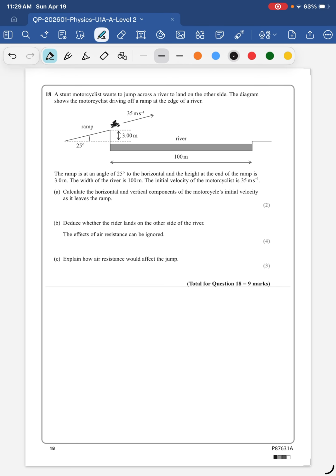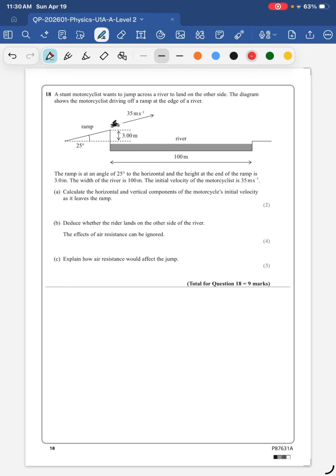Okay, a stunt motorcyclist wants to jump across a river to land on the other side. The diagram shows the motorcyclist driving off a ramp at the edge of a river. So the ramp is at an angle of 25 degrees to the horizontal, and the height of the end of the ramp is 3 meters. The width of the river is 100 meters. The initial velocity of the motorcyclist is 35 meters per second. Question A, calculate the horizontal and vertical components of the motorcycle's initial velocity as it leaves the ramp.